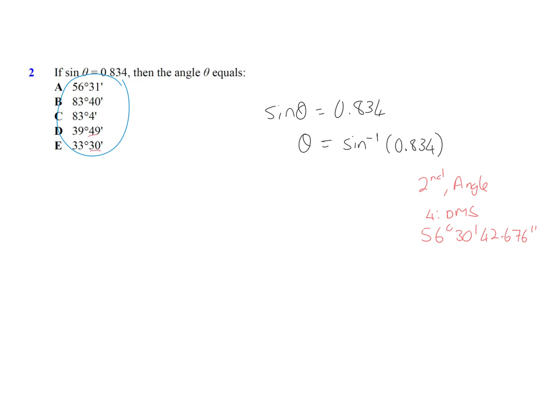So if I round to the nearest minute, if I'm more than 30 in the seconds, I need to round up. Therefore, the answer is 56 degrees and 31 minutes, which means my answer is option A.